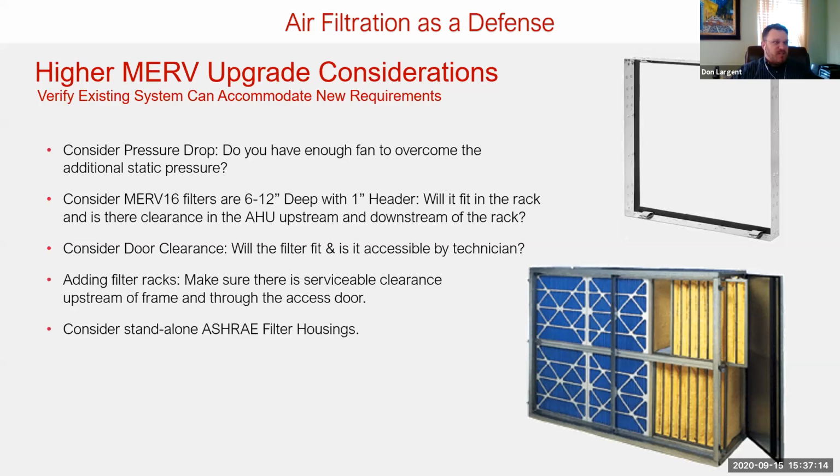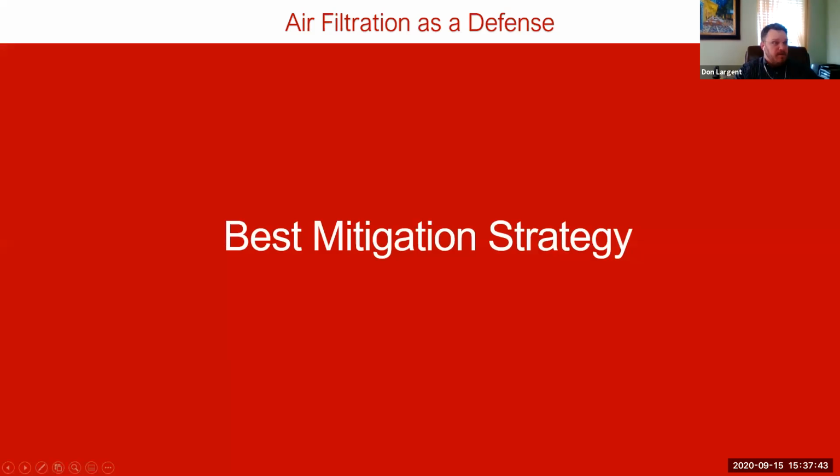One option is standalone filter housings. They come in all kinds of configurations. They can be put in your system, wherever they can fit. But there are ways to daisy chain these things together to stage them. So you can either do them as discrete banks, or you can actually make multi-stage banks too, depending on what your requirements and access options may be.